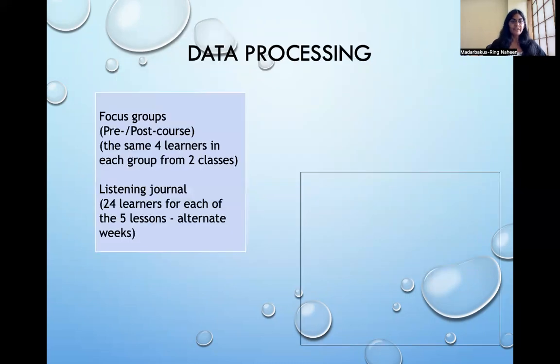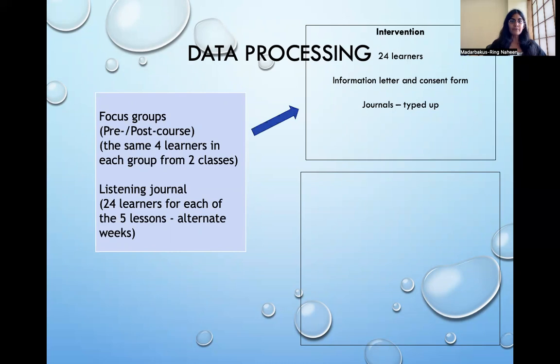So with the data processing, I had the data from the focus group and the listening journal. With the focus group, first of all, the intervention resulted in getting journals from 24 learners. And I used an information letter and a consent form to ask them if I could use both their journals and their interviews. The journals which they completed in the lesson were typed up, and the interviews were transcribed verbatim after they were recorded.